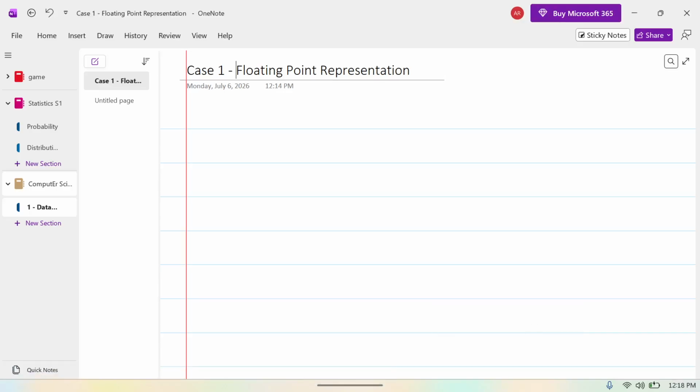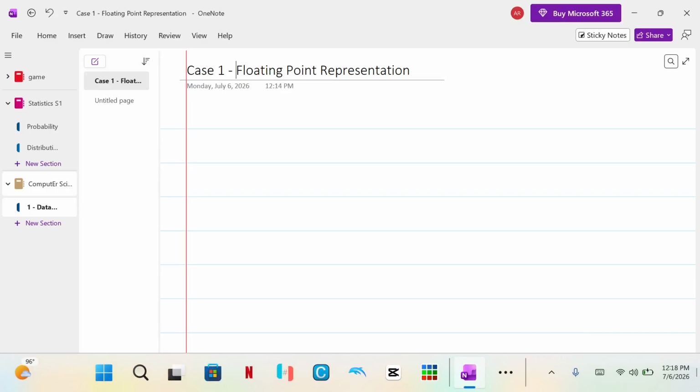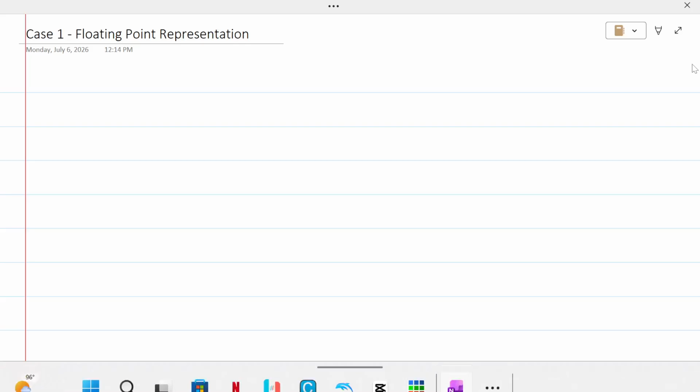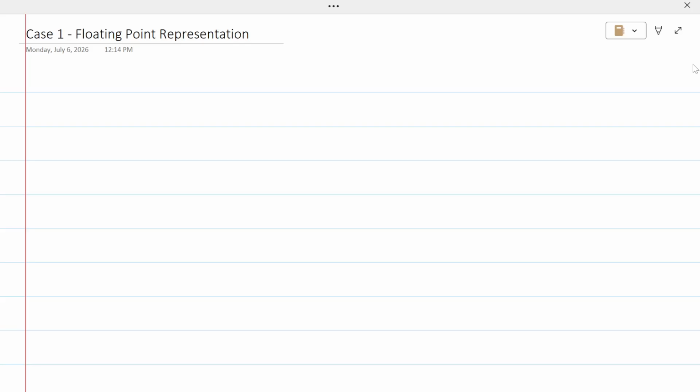So from today onwards, inshallah ta'ala, we are going to be beginning our computer science course for A2, right? So the very first chapter is data representation. And in data representation, the very first thing we learn about is floating point representation, right? And we're going to talk about it in a second.